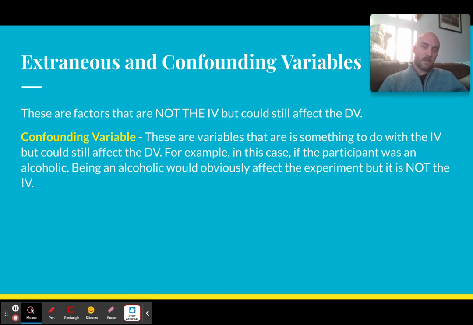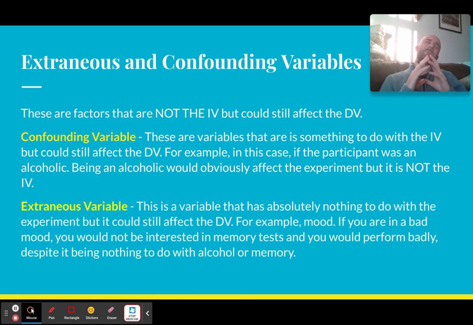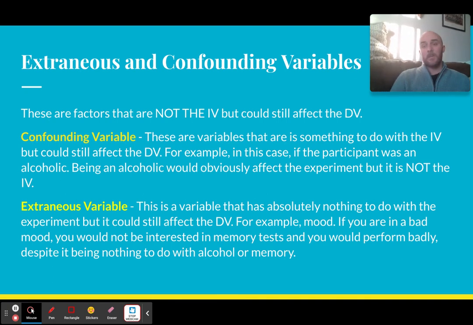An extraneous variable, on the other hand, is a variable that has got absolutely nothing to do with the study whatsoever. Not related to alcohol, not related to memory at all, but it's extra to the study. An extraneous variable is something that's got absolutely nothing to do with the study, yet it could still affect the DV. In this case, mood is often a good extraneous variable, unless mood is something you're specifically looking at. Mood is an extraneous variable most of the time.